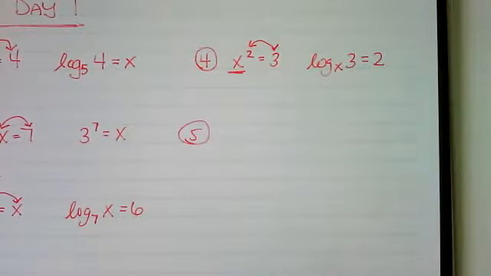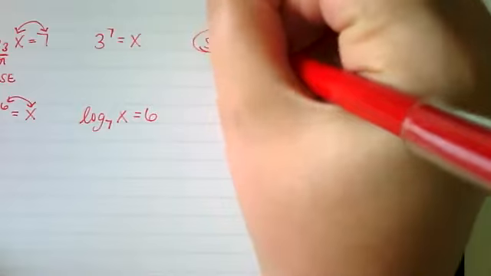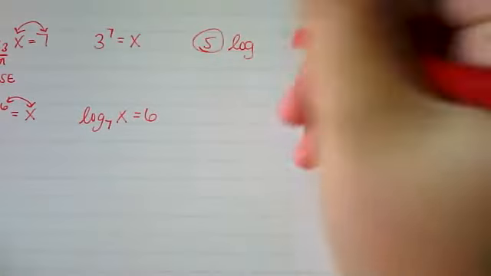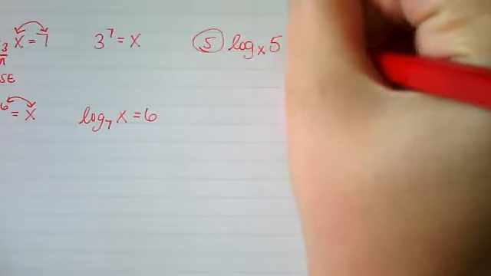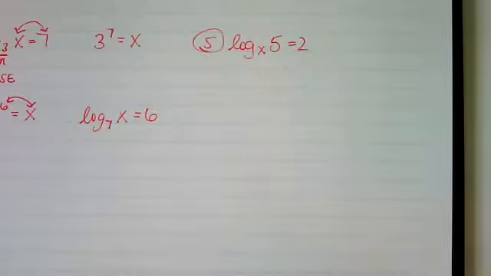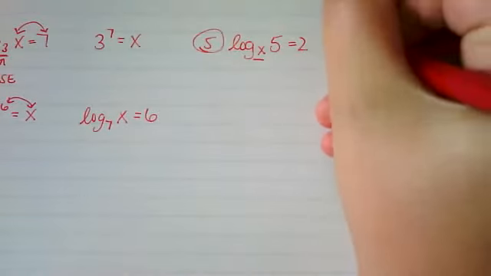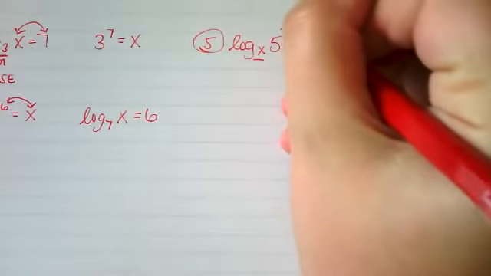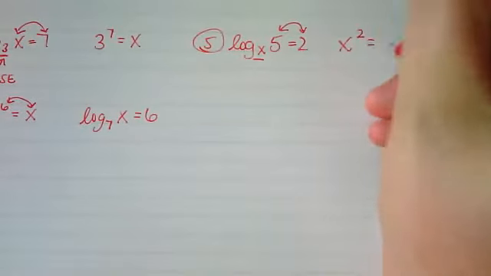Number 5, we're going to go back to some logs here. So we've got log base x of 5 equals 2. Okay, so this is a log, so I'm changing it to an exponential. Again, first thing, always find the base. My base here is x. Then after I found the base, switch those two numbers. So now it's going to be x squared equals 5.